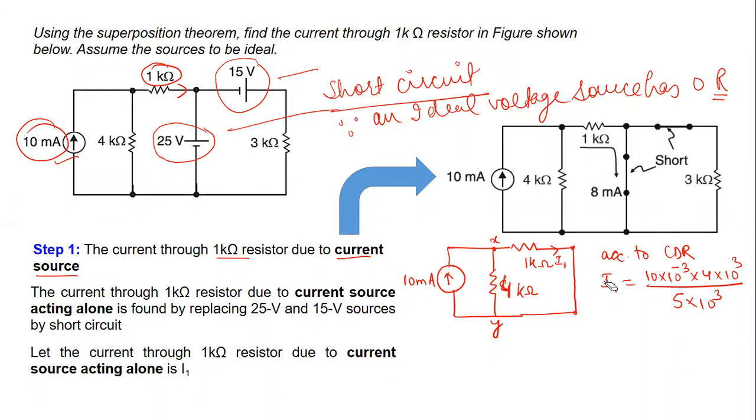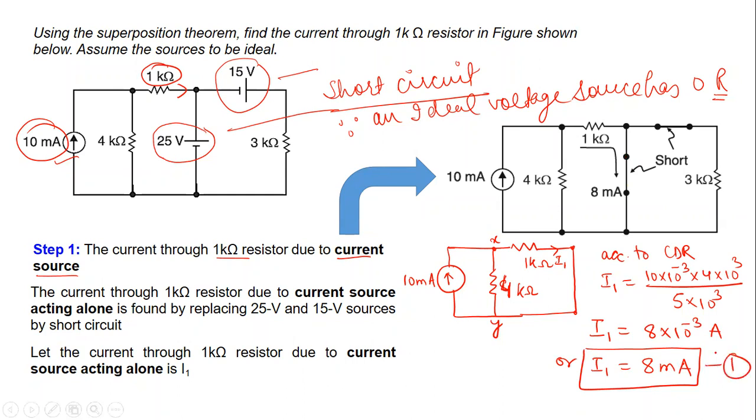Hence, the current through 1 kilo ohm, I1, is equal to 8 into 10 raised to the power minus 3 ampere, or I1 is equal to 8 milliampere. Let us call this equation number 1. So we can conclude that the current through the 1 kilo ohm resistance because of this 10 milliampere source is 8 milliampere.